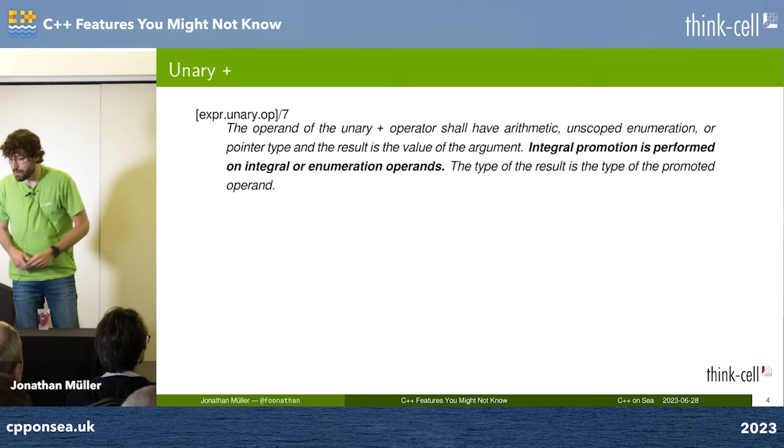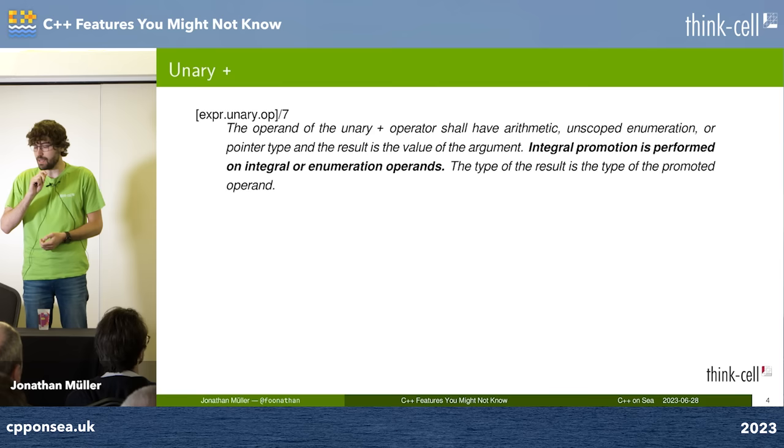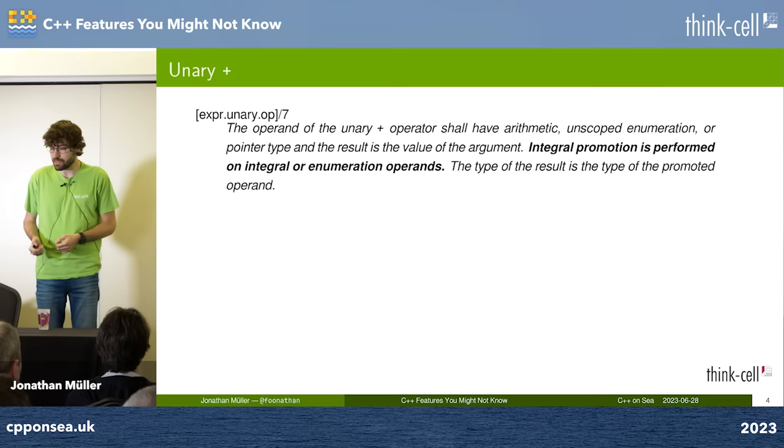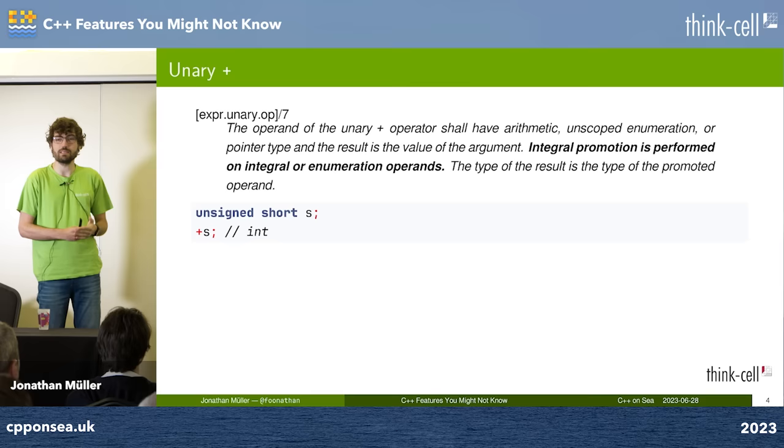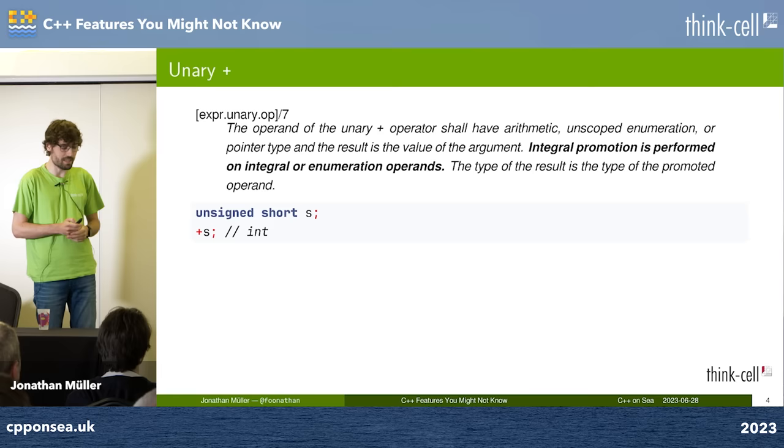So it does nothing. However, the type is different. The type happens after integral promotion. So what this means is when you have an unsigned short s and you write plus s, the result will be an int. Because unsigned short is smaller than int, and when you have something smaller than int, integral promotion promotes that to an int. So plus s is an int, because s is smaller than it.